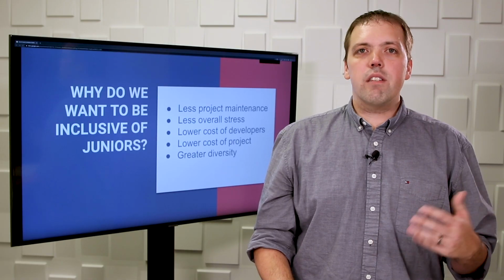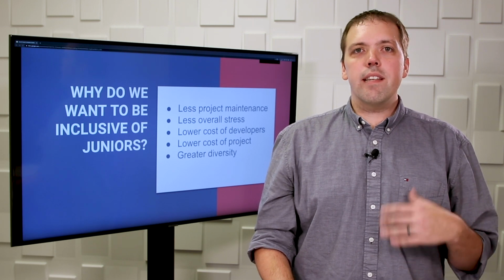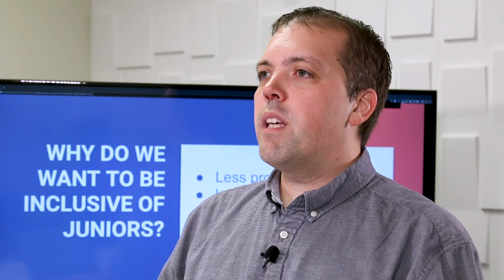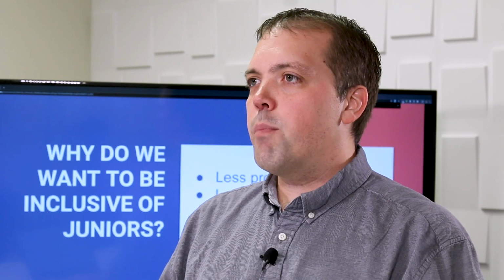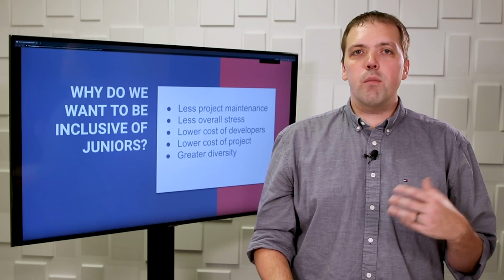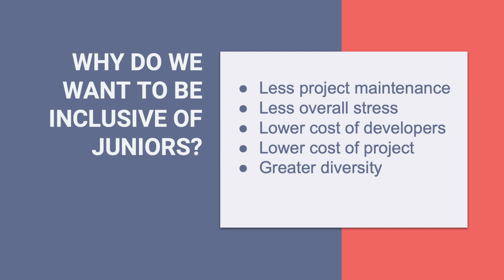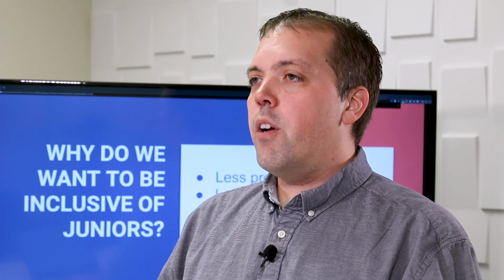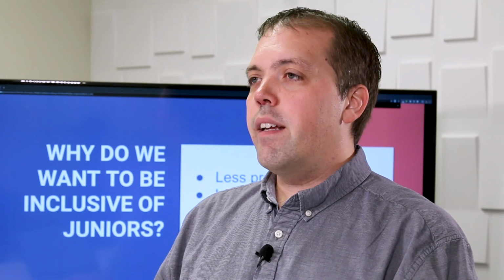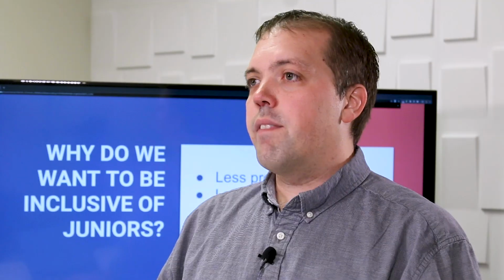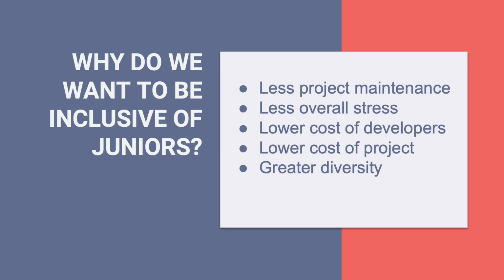So why is it that we actually want to be inclusive of juniors? What does that do to our teams? Well, first of all, it means that our teams have less project maintenance because we've built our teams to work where people across different skill levels can contribute meaningfully. And this means that it's going to be easier to maintain those applications. There's going to be less stress on our team. People are going to be more satisfied in their roles. They're going to know that they have opportunities for mentorship and advancement. And this just means that everyone is going to feel like they're a part of the team and, again, that they're contributing meaningfully.